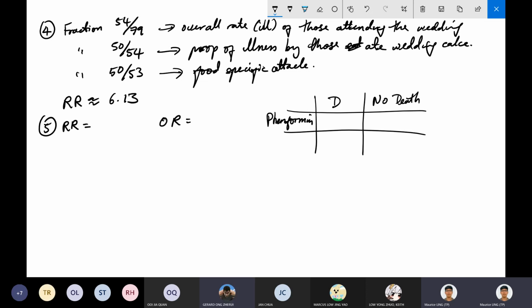Why do they always like to do that? Okay. Okay. Question 7. So the metformin one is which one? Question 7. Okay, so let's do question 7 first.